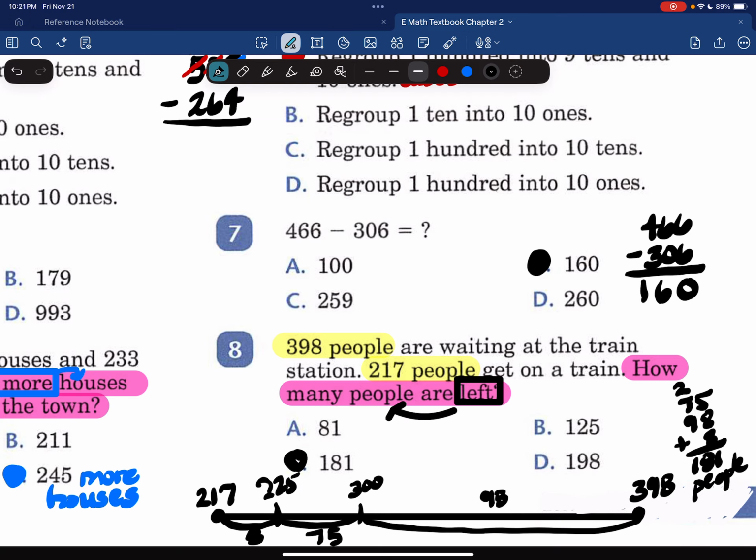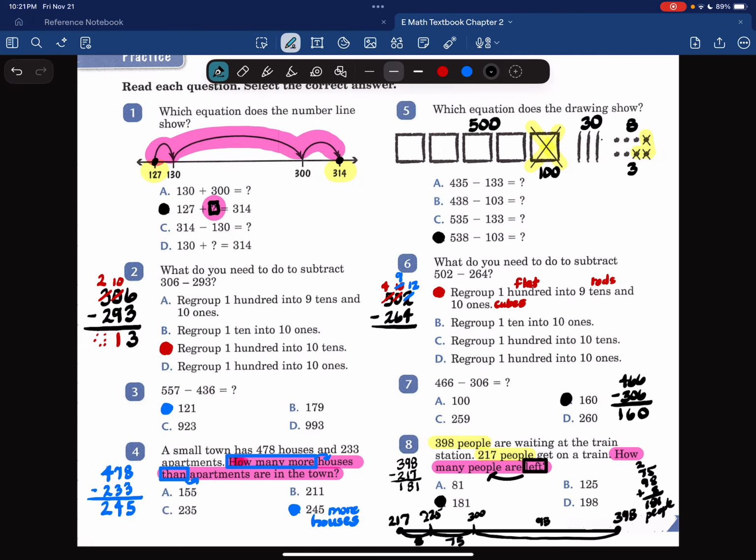So you could do the algorithm on this one. Let me do that for you because that probably would have been the easier thing to do. 398. The algorithm is fastest if you understand the algorithm. But if you're having to sit here and work with the algorithm, it may be better to use a number line or a model on that one. But any way you do it, you should get C, 181.